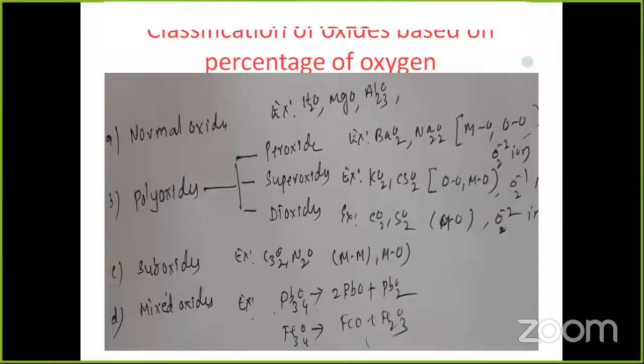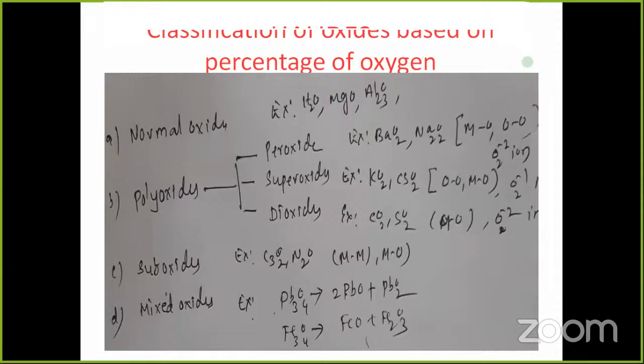So note down on paper: classification of oxides based on the percentage or availability of oxygen. In the entire chemistry, this is how the different kinds of oxides are classified. Basically there are four types. Remember carefully. Number 1 is normal oxide. Number 2, polyoxide. Number 3, suboxide, which we discussed yesterday. Number 4, mixed oxide, which I also mentioned yesterday.